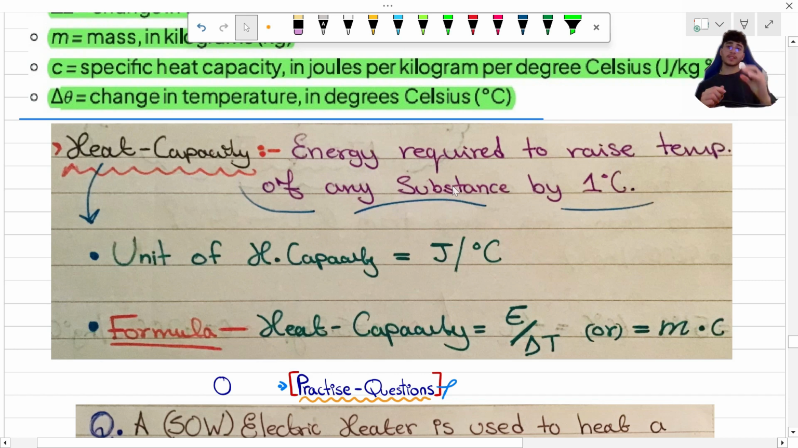That was specific heat capacity. So heat capacity, but of a specific amount or a specific substance. This is heat capacity in general. Heat capacity in general is just the energy required to raise the temperature of any substance by 1 degree Celsius. Specific heat capacity is to raise the temperature of a unit mass, 1 kilogram, by 1 degree Celsius. Heat capacity is any substance just by 1 degree Celsius. Unit is joule per degrees Celsius, not kilogram or gram, because we don't have a unit mass. The formula is energy divided by delta T, or mass times specific heat capacity.